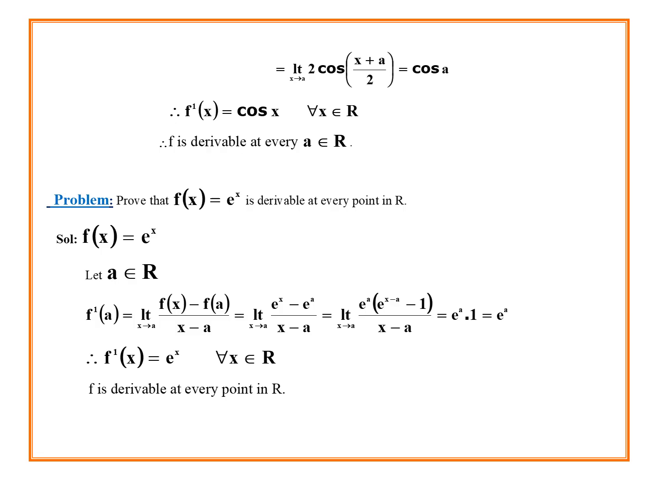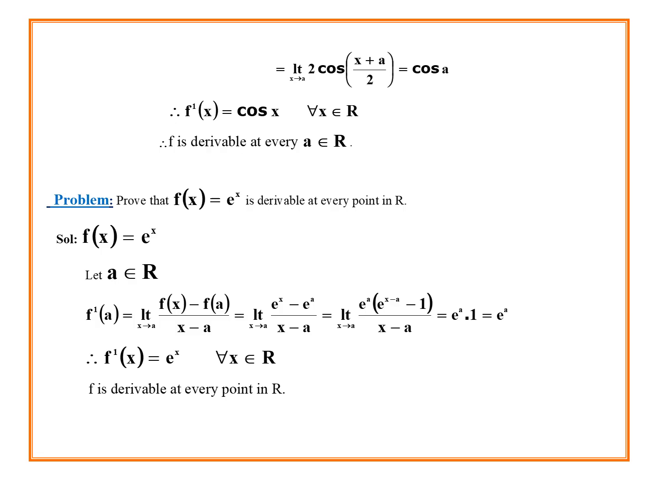Second problem: prove that f(x) = e^x, the given exponential function, is derivable at every point in R. Solution: the given function is f(x) = e^x. Let a belong to R. From the definition of derivability, f'(a) is equal to limit x tends to a (f(x) - f(a))/(x - a). That is equal to limit x tends to a (e^x - e^a)/(x - a).